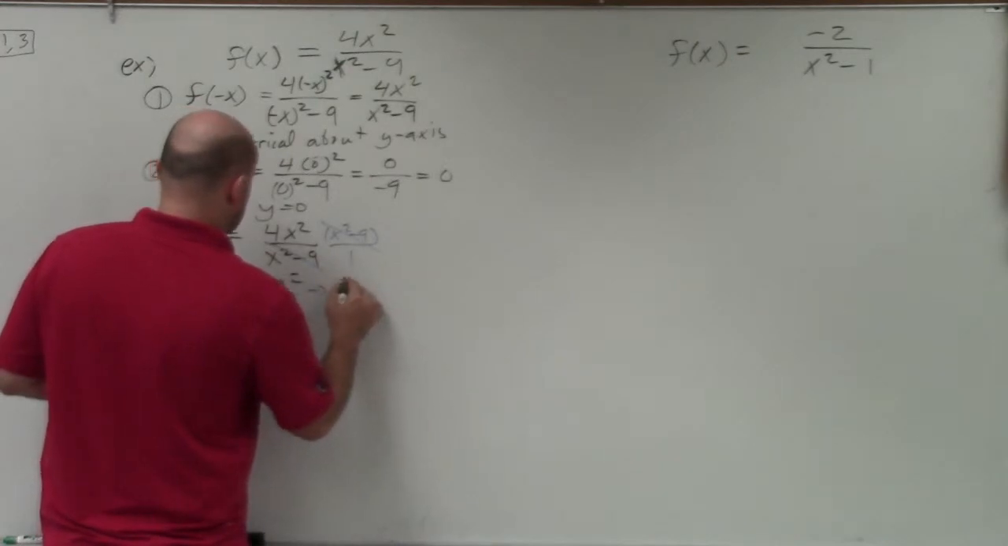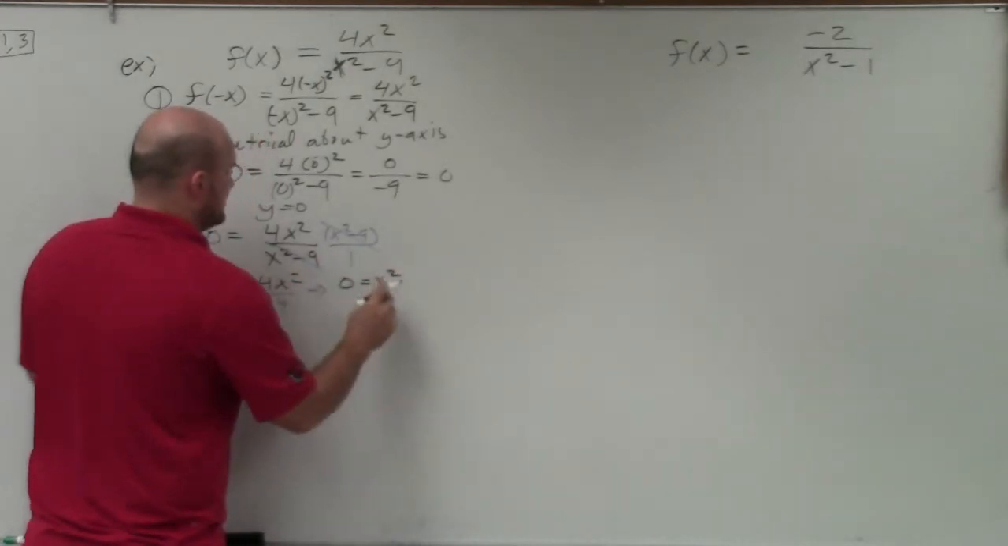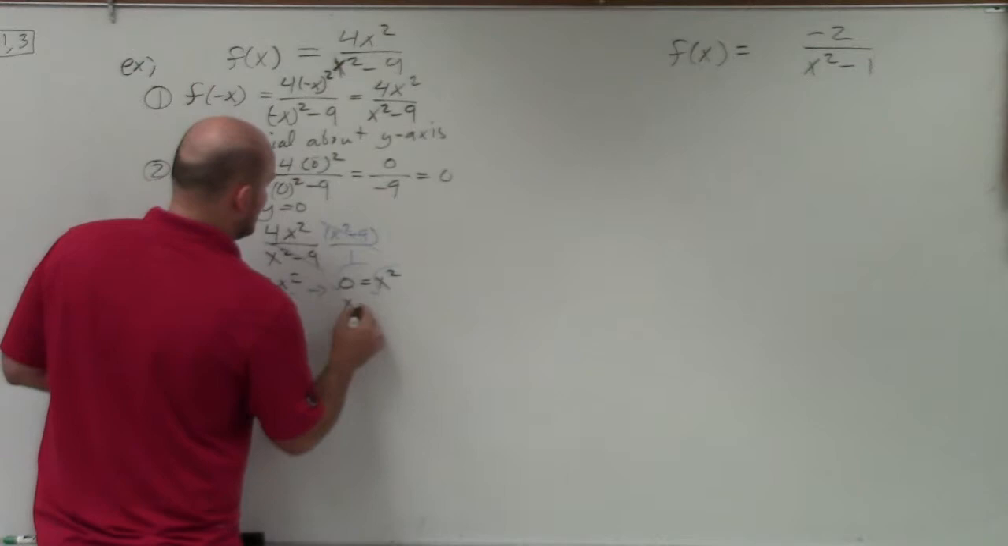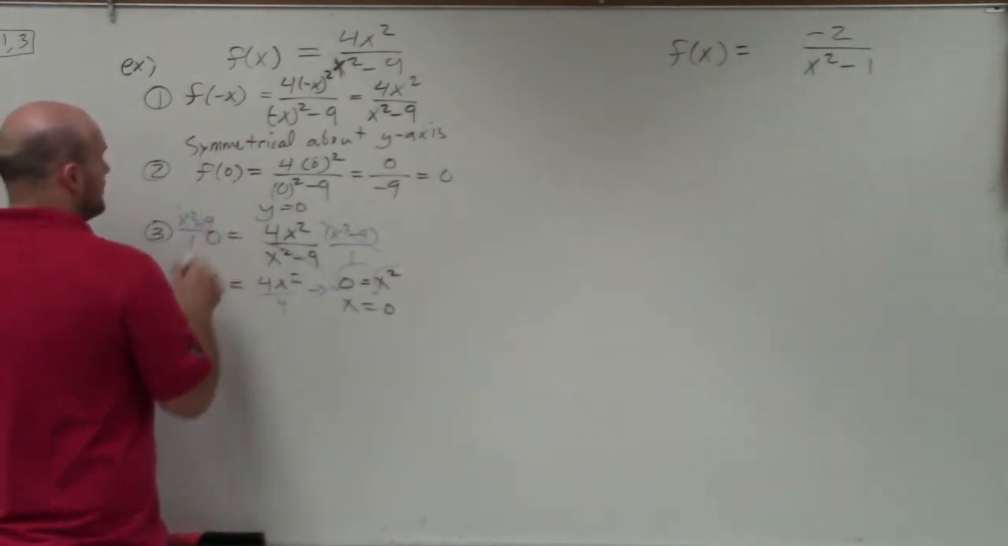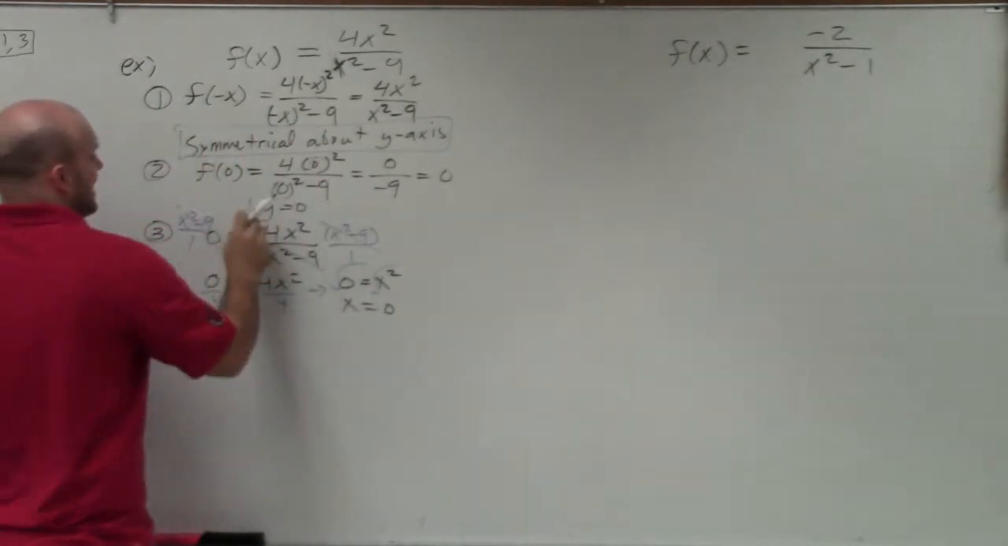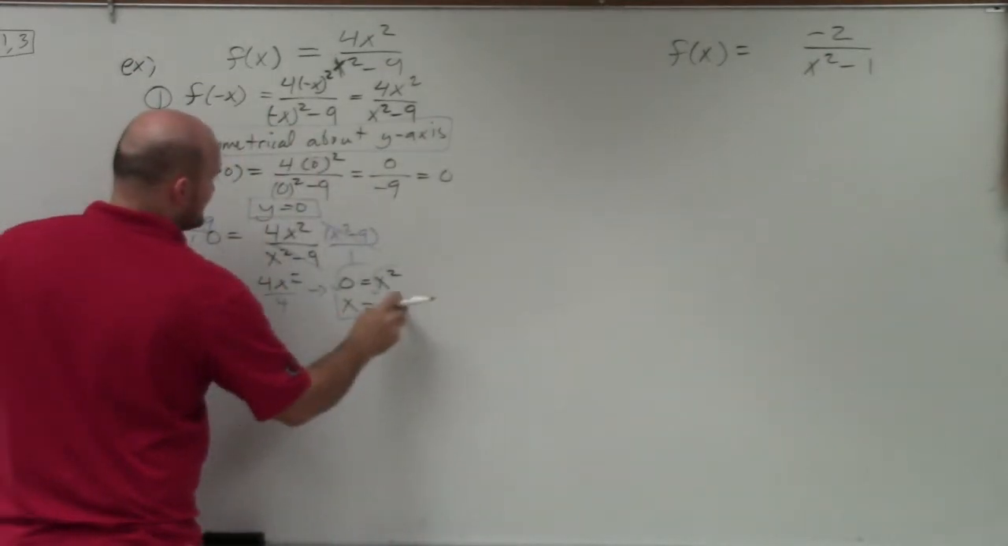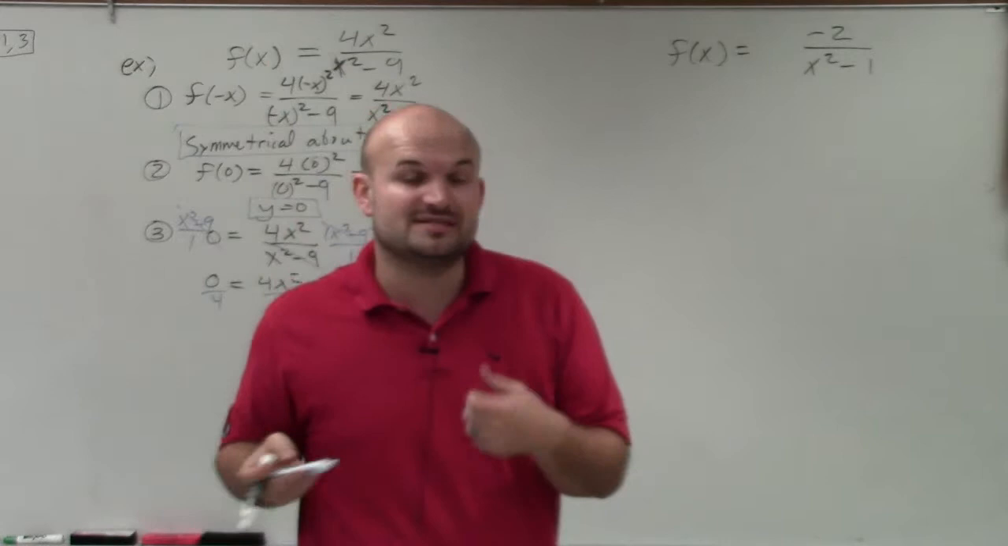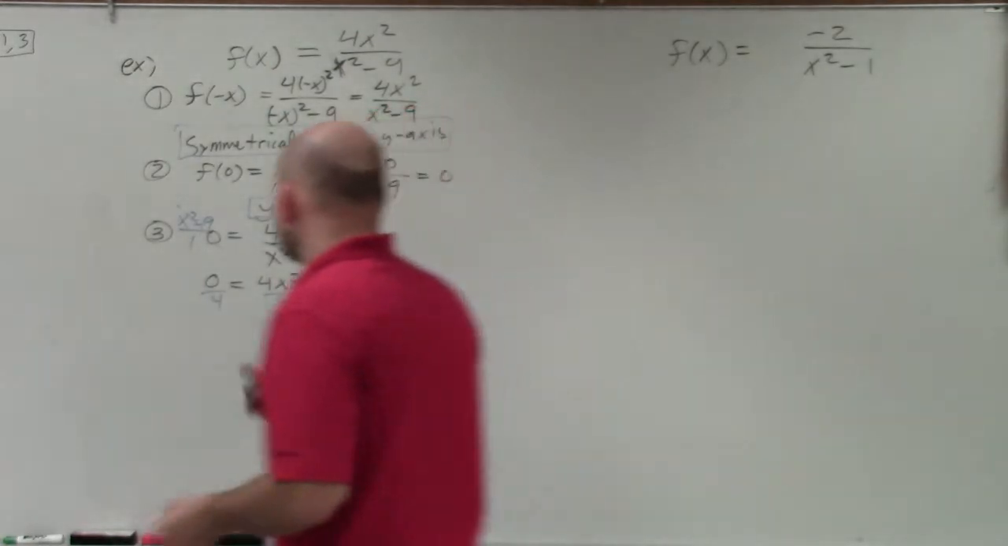And you get 0 equals x squared. Take the square root, and you get x equals 0. So I know it's symmetrical about the y-axis. I have a y-intercept at 0. I have an x-intercept at 0. The only thing we need to do now is determine our vertical and our horizontal asymptotes.